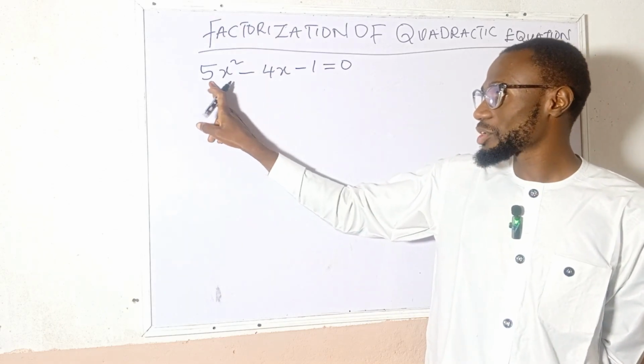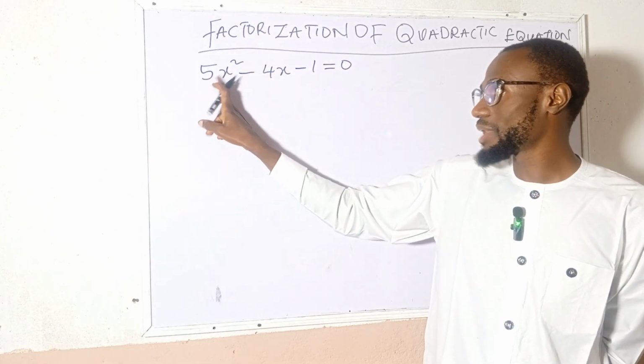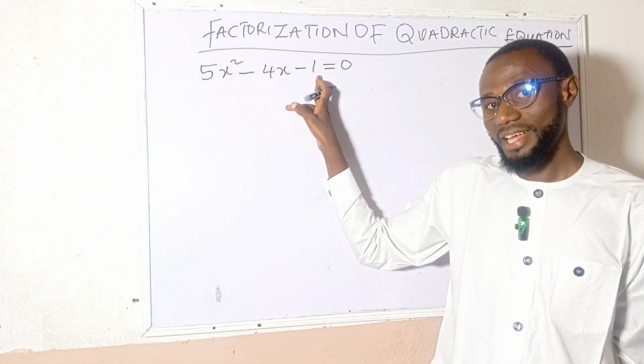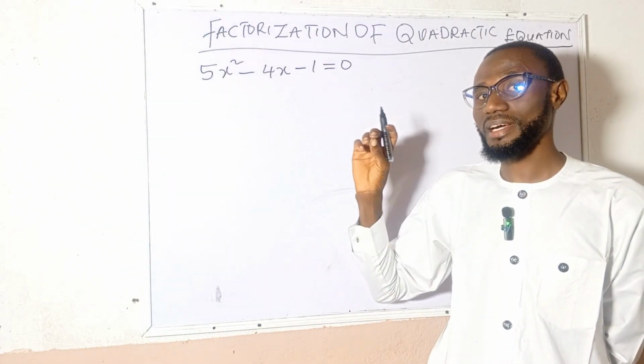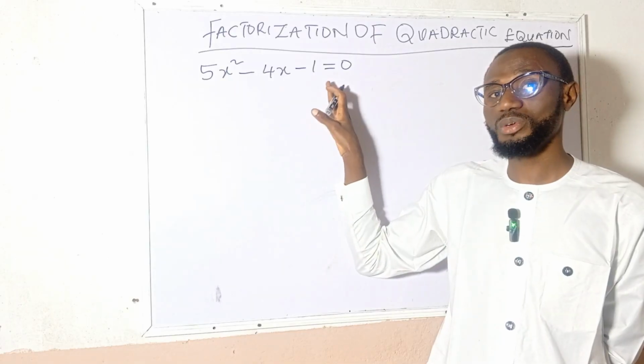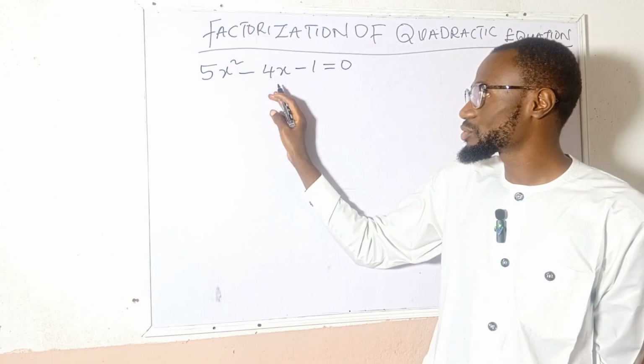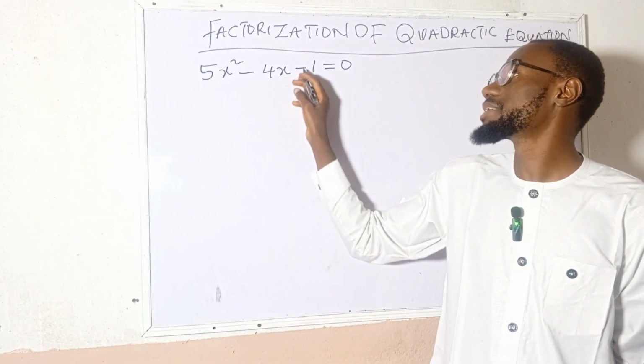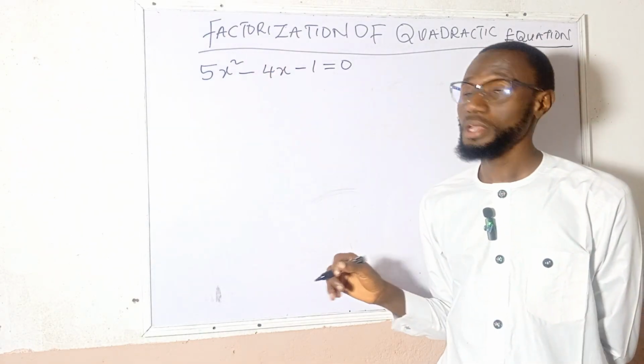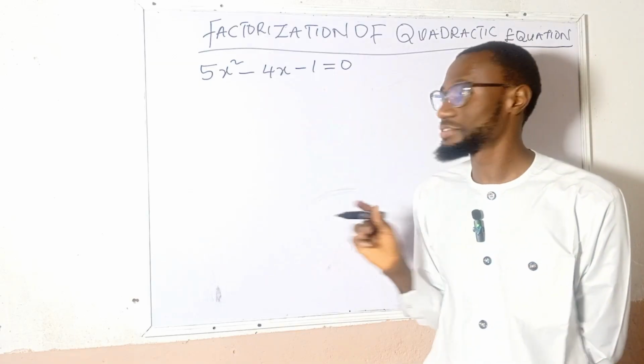If there is a number attached to a, you must multiply this number by the constant, without changing the c. That's the constant. Then let's find two numbers. If you add, you get minus 4. If you multiply, you get minus 5.